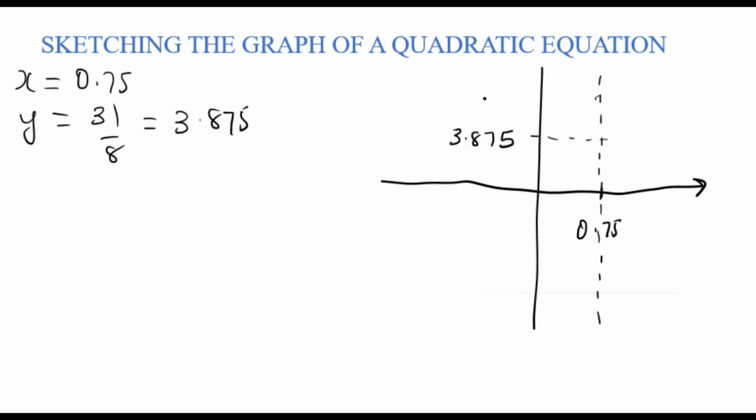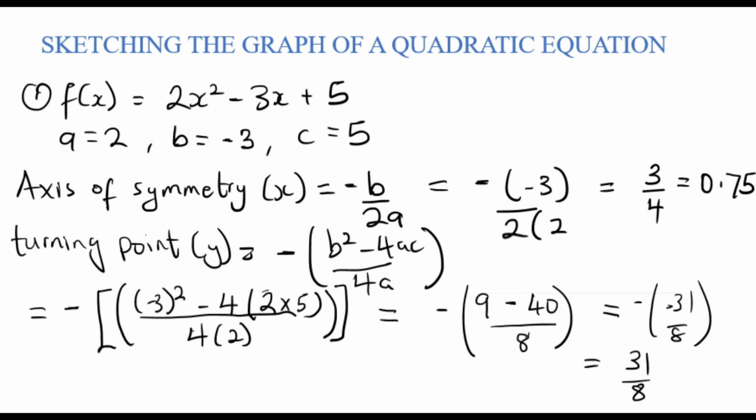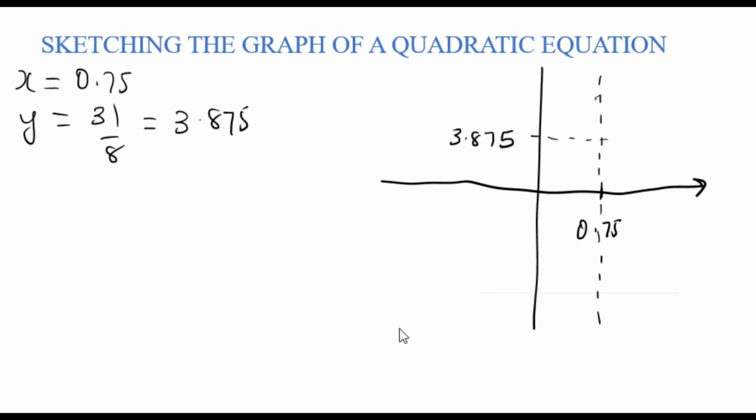So we are almost there. We are left with one last thing. We need to know whether our parabola is at a maximum point or a minimum point. Now, we check the coefficient of a, which is greater than 0. So our parabola is going to occur at a minimum point. And the minimum point means the turning point y is going to look like this.